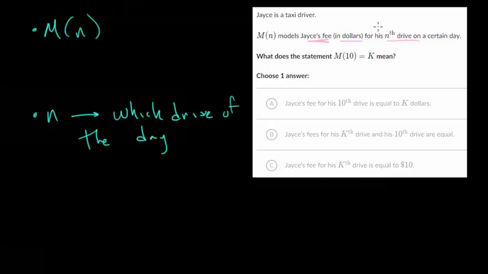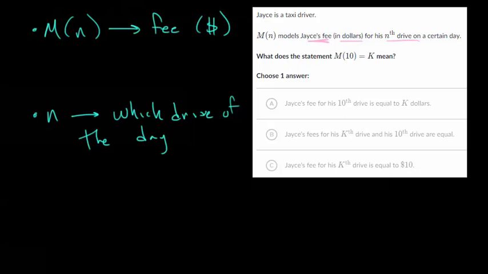When you see this nth drive on a certain day, if you replace N with 7, for instance, then it would be the 7th drive on that day. And then M of N models Jace's fee in dollars for that drive, whichever one of the day. So M of N is the fee, and again, that's going to be dollars, since he's a taxi driver.